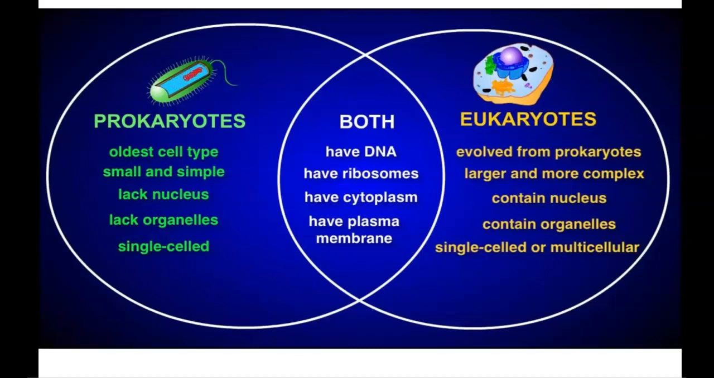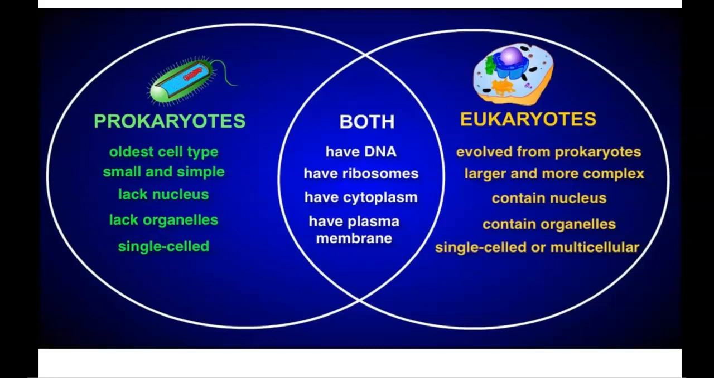prokaryotic cells are very simple cells. So they are the oldest cell type. So this is actually the precursor for eukaryotic cells. There's no nucleus. In fact, it basically means pre-nucleus. No fancy organelles like the mitochondria.